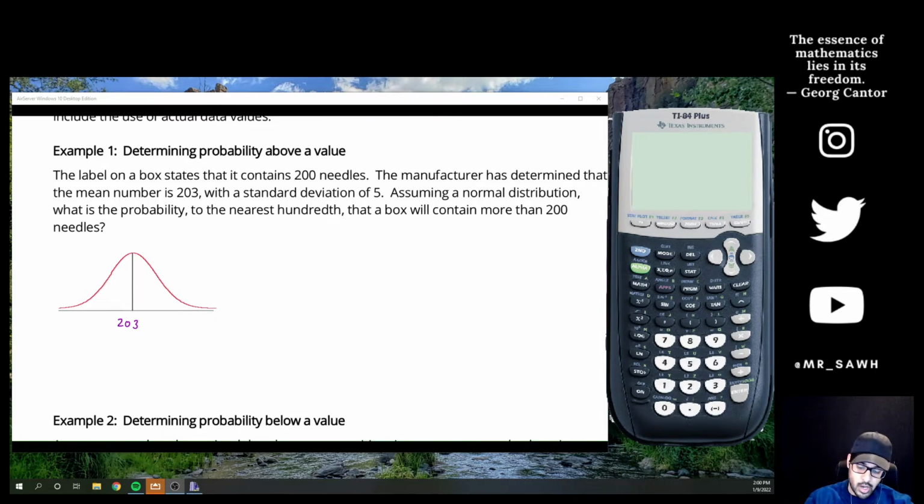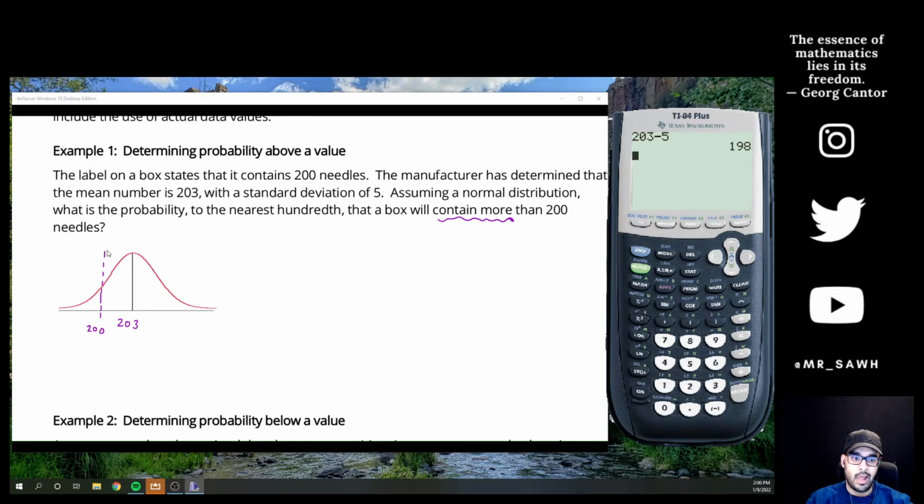So I know that 200 would be a value somewhere on the left side of 203, right? It's smaller than it. Now I know that the standard deviation might tell me that this value is not 200, right? Like if the average is 203, one standard deviation to the left is 198, which I don't really need the standard deviation number. I really just need that specific data value point. Right? So 200 is the boundary point we care about, and I'm asked if a box will contain more than 200.